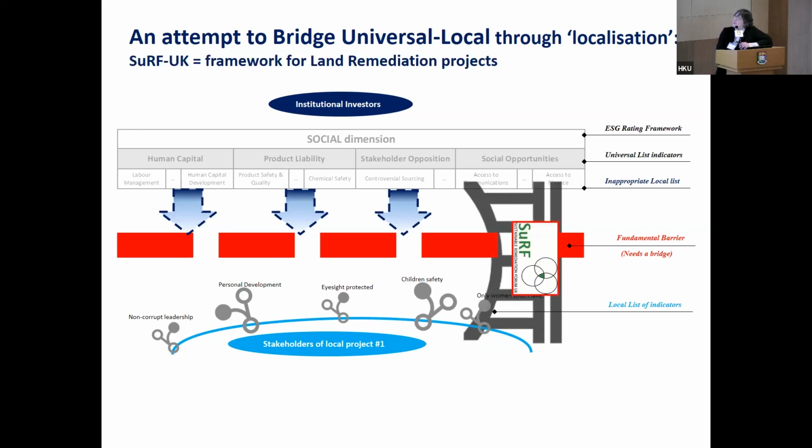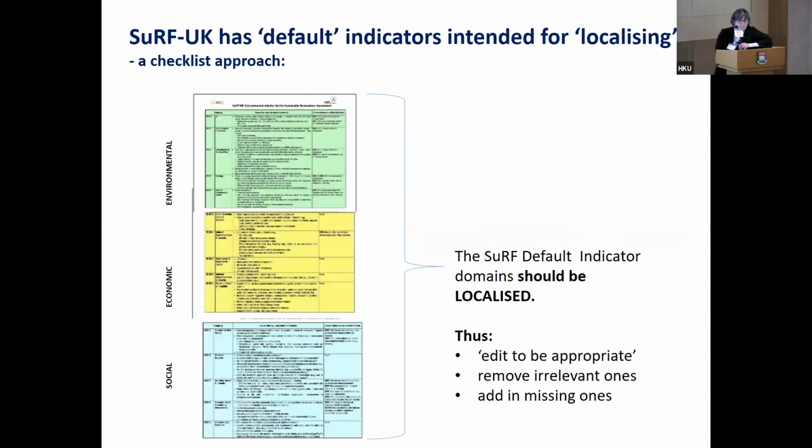It's an engineering area which looks at land remediation. But they work in the field so much that they developed a framework that actually contains indicators from the beginning. It contains 3 sets of indicators. Look, it's quite similar to your ESG, but these are the Sustainable Development 3 pillars. And the SURF default indicator domains are demanded to be localized.